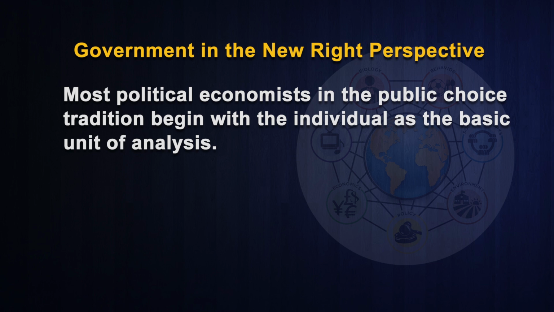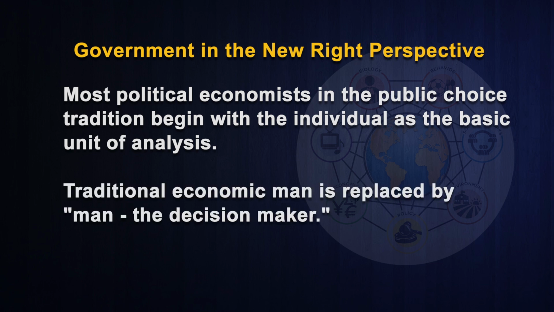Public choice represents another facet of work in political economy with more radical implications for the theory of public administration. Most political economists in the public choice tradition begin with the individual as the basic unit of analysis. Traditional economic man is replaced by man, the decision maker. The second concern in the public choice tradition is with the conceptualization of public goods as the type of event associated with the output of public agencies.